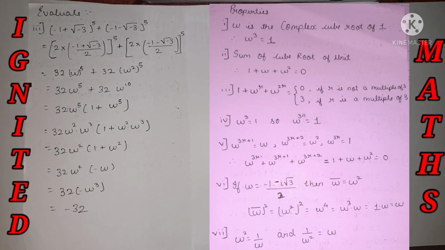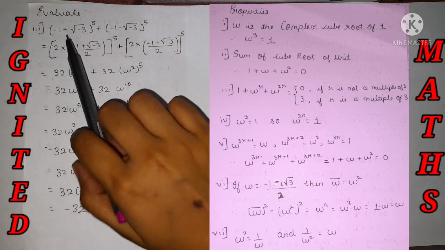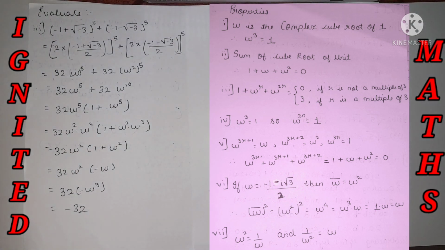Now again I'm saying the first and second property are the pillars. With that first and second property, I have maintained the solution in a very easy method. Here I have used my cube root of unity method.